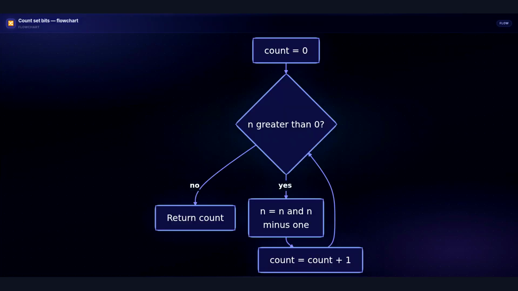Here is the whole loop. Start the count at 0. While the number is still positive, clear its lowest 1 bit, add 1 to the count, and loop back. When it reaches 0, return the count.